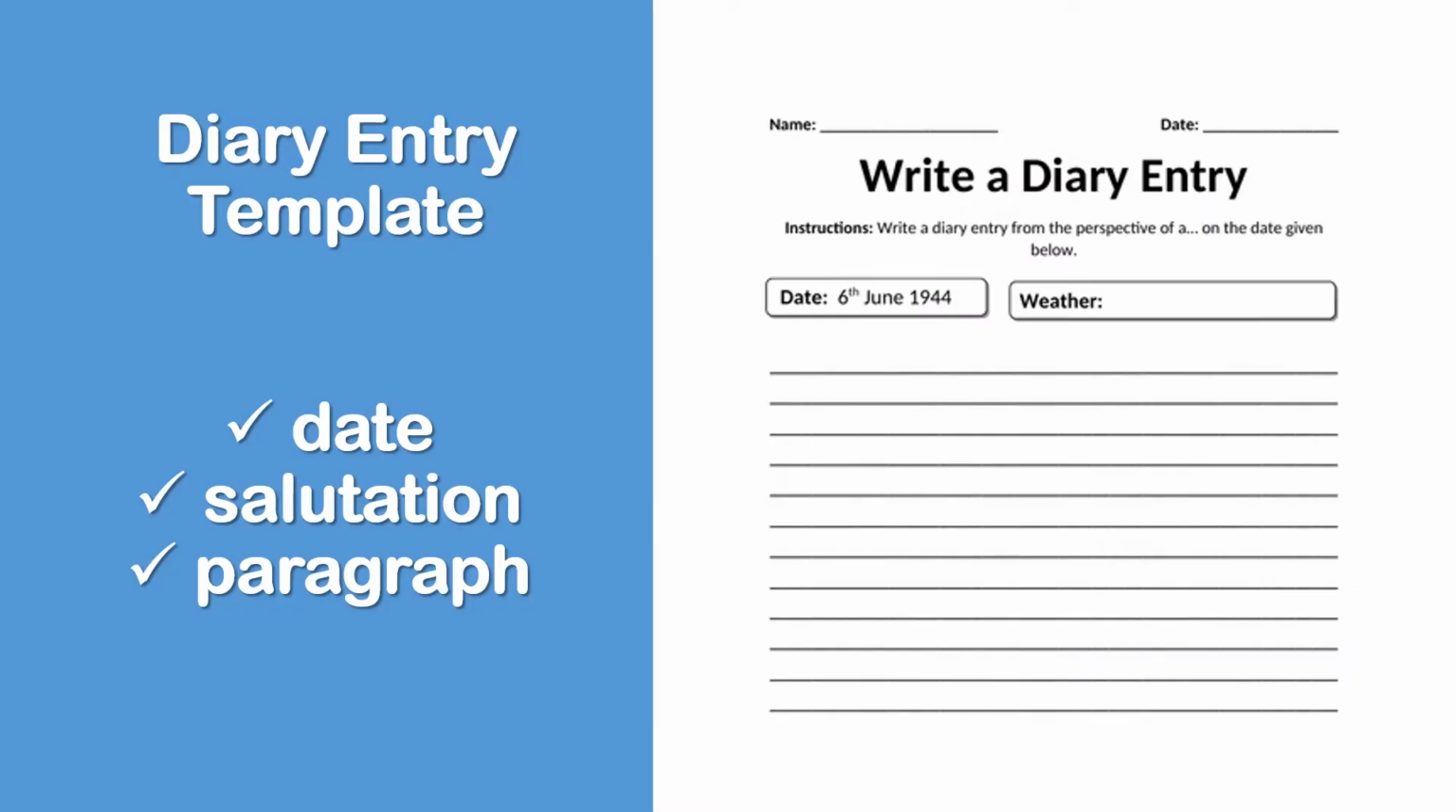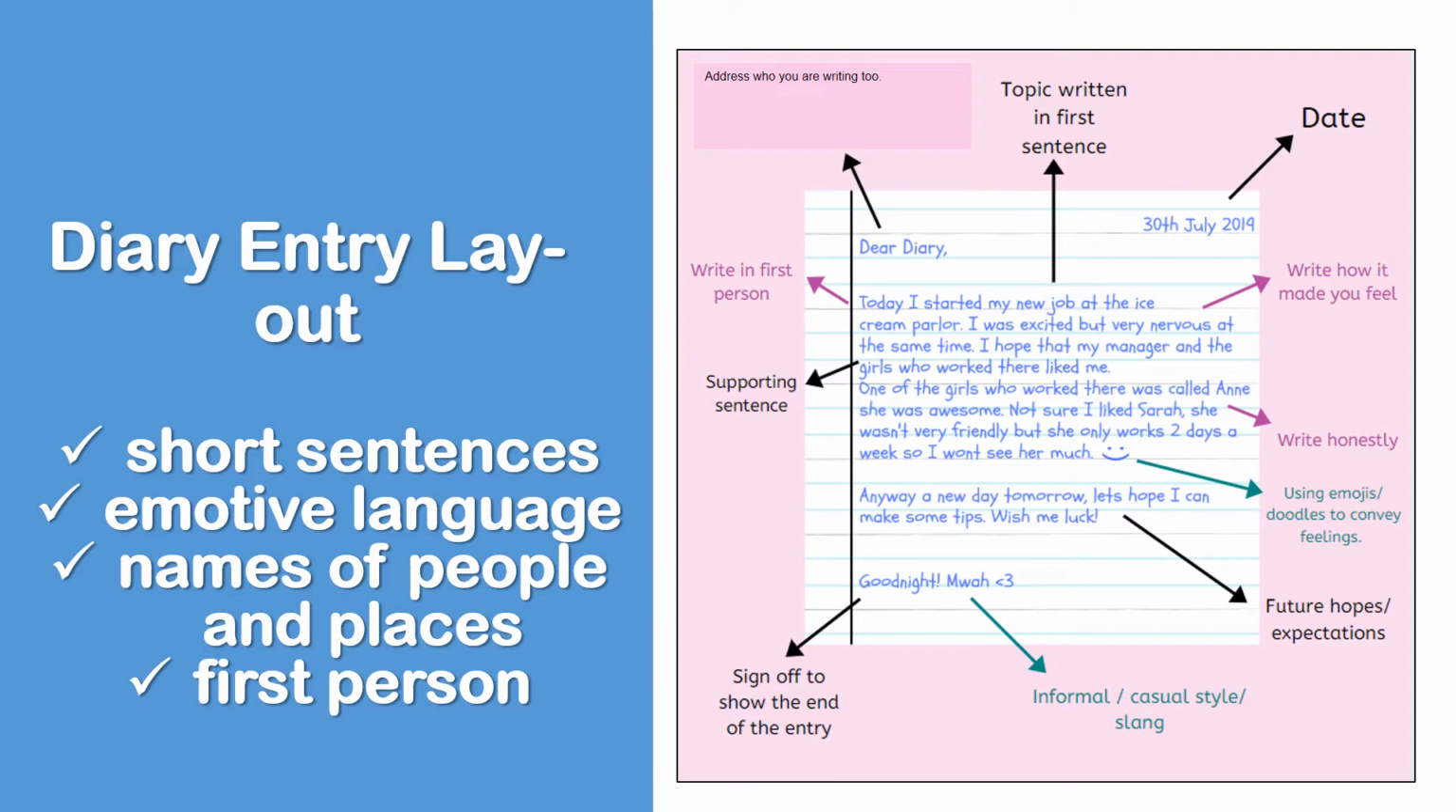This is an example of a diary entry template. Usually, a diary entry has the date, a salutation, and it's written in one or more paragraphs. This is an example of a diary entry layout. Now, characteristics of diary entries include that it's written using shorter sentences. It uses emotive language. You must name people and places, and it's written in the first person.